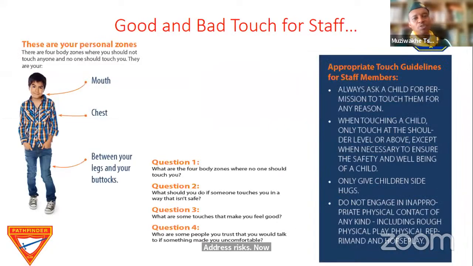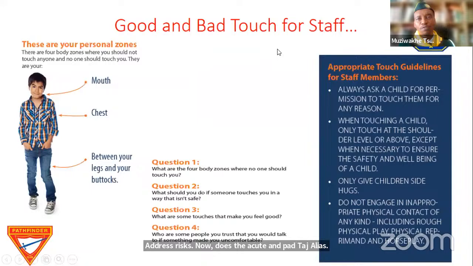Now, leaders, there are good and bad touch areas that staff members need to be aware of. And here, I want to emphasize that there are 4 regions or zones, what we call personal zones, that we should not touch our children on. And these zones are the mouth, the chest, between the legs, and buttocks.